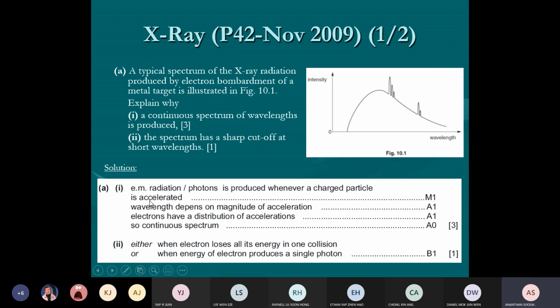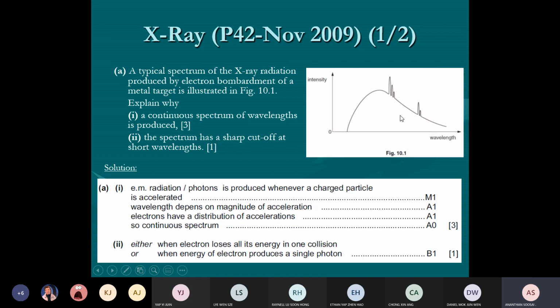The first point you have to tell is always: whenever a charged particle accelerates, it produces EM radiation. It's an M1 mark, a method mark. If you tell the other 3 points but never mention that a charged particle accelerates and emits EM radiation, you don't get any marks at all, 0. So the first point is very important when you explain the range of wavelength. After that, wavelength depends on the magnitude of the acceleration. Electrons have a distribution of acceleration. Therefore, a range of wavelengths is produced, a continuous spectrum.